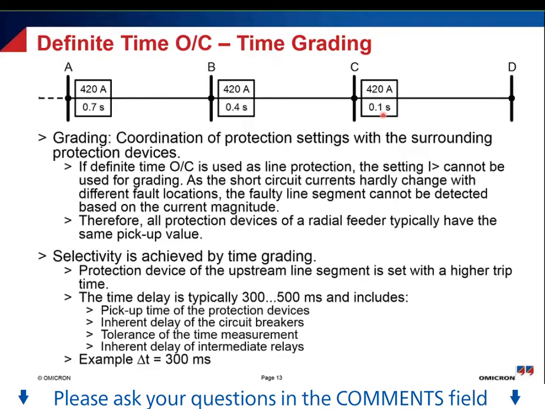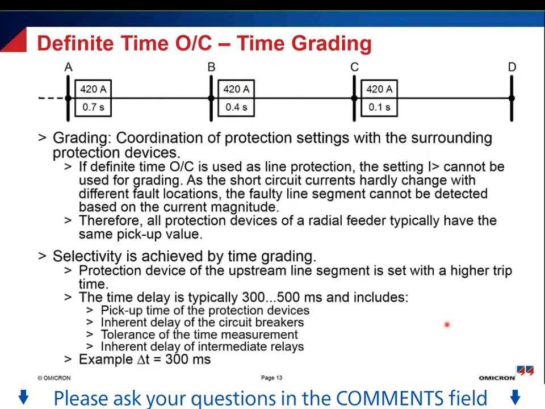So by increasing the trip time step by step with every relay, we achieve selectivity. Now the question is, how long should this trip time typically be, or this time delay between two relays? And typically these settings are between 300 and 500 milliseconds.